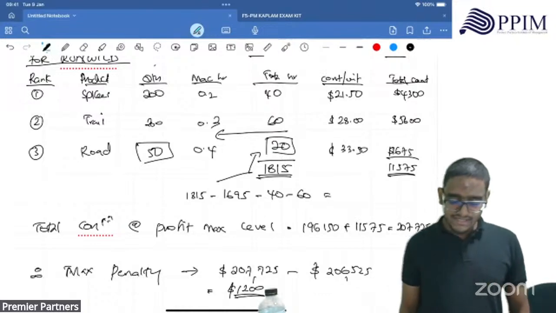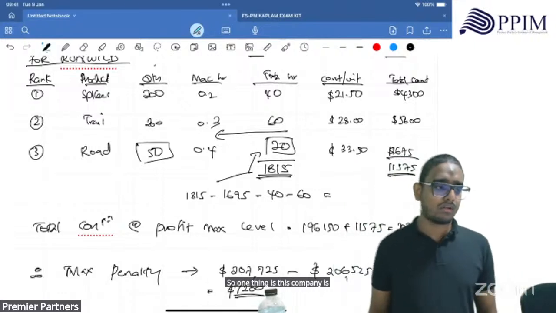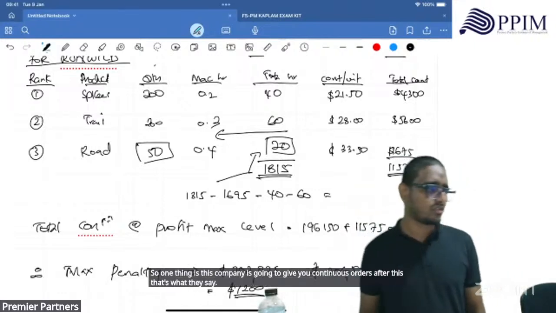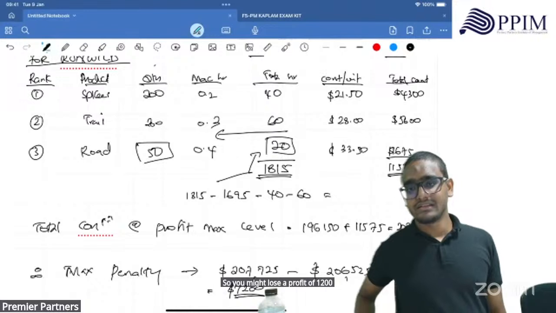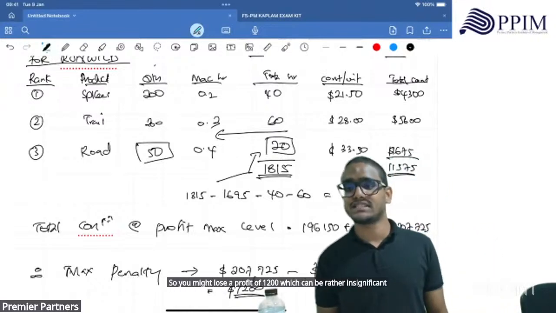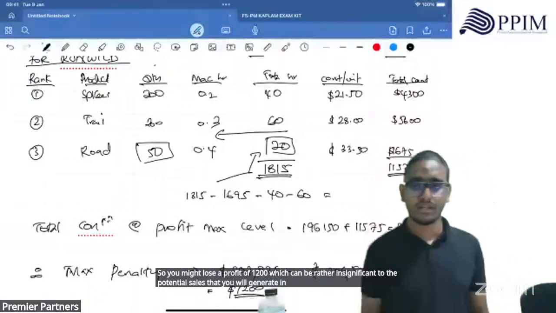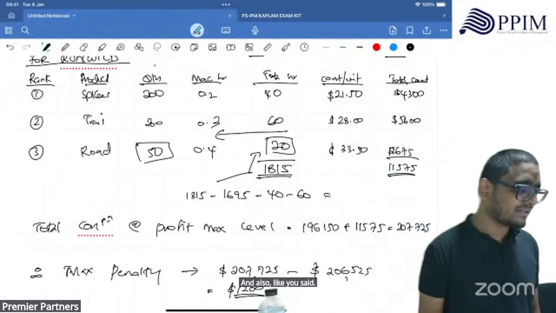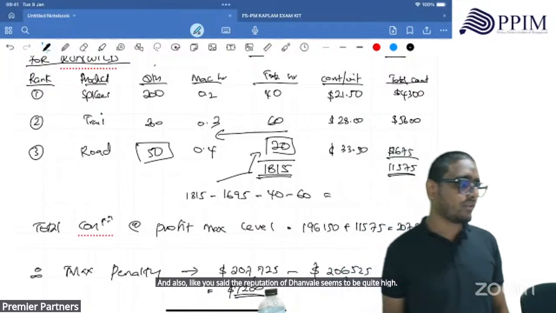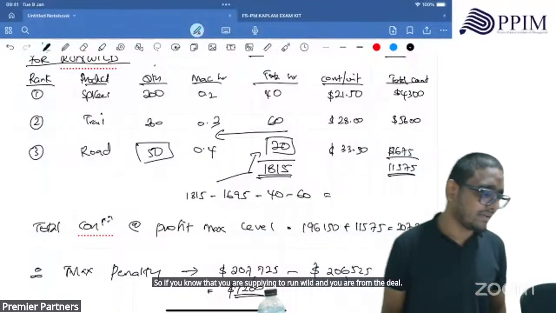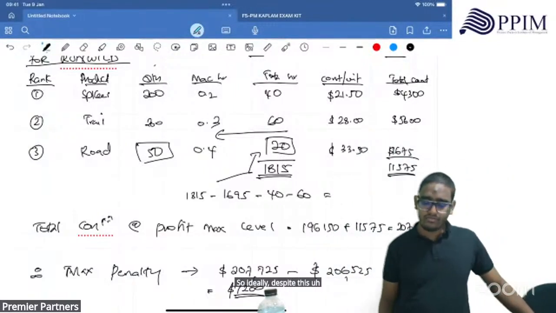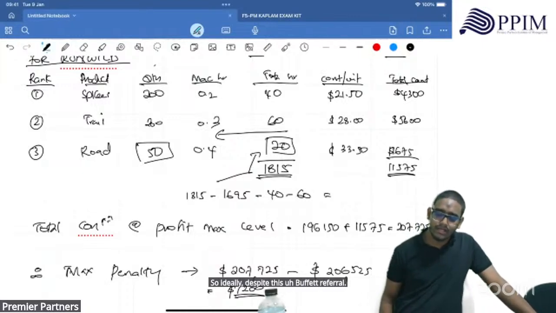Yeah. So one thing is, this company is going to give you continuous orders after this. That's what they say. So you might lose a profit of $1,200, which can be rather insignificant to the potential sales that you will generate in the future. And also, like you said, the reputation of Runwild seems to be quite high. So if you know that you are supplying to Runwild, then you are up on the deal. So ideally, despite this profit difference, it would be optimal for you to then supply Runwild's contracts.